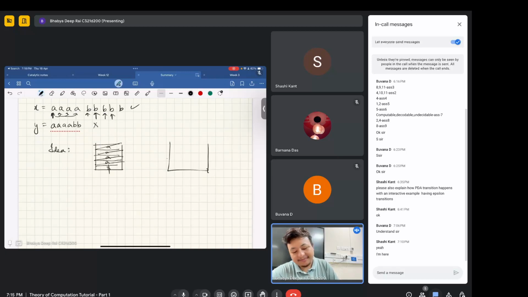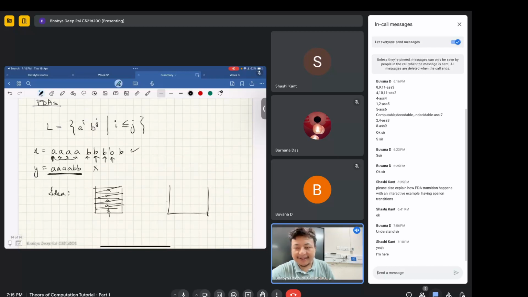Next, let's see the non-example. That is, A, A, A, A, B, B. This should not be accepted because the number of A's is more than the number of B's. Again, I start with a dollar sign. I see an A, I push. Another A, I push. Another A, I push. Another A. Now I see two B's, so I pop for the first B and pop for the second B. Note that I've not seen a dollar sign, which means I've not emptied the stack, and that means the PDA rejects.